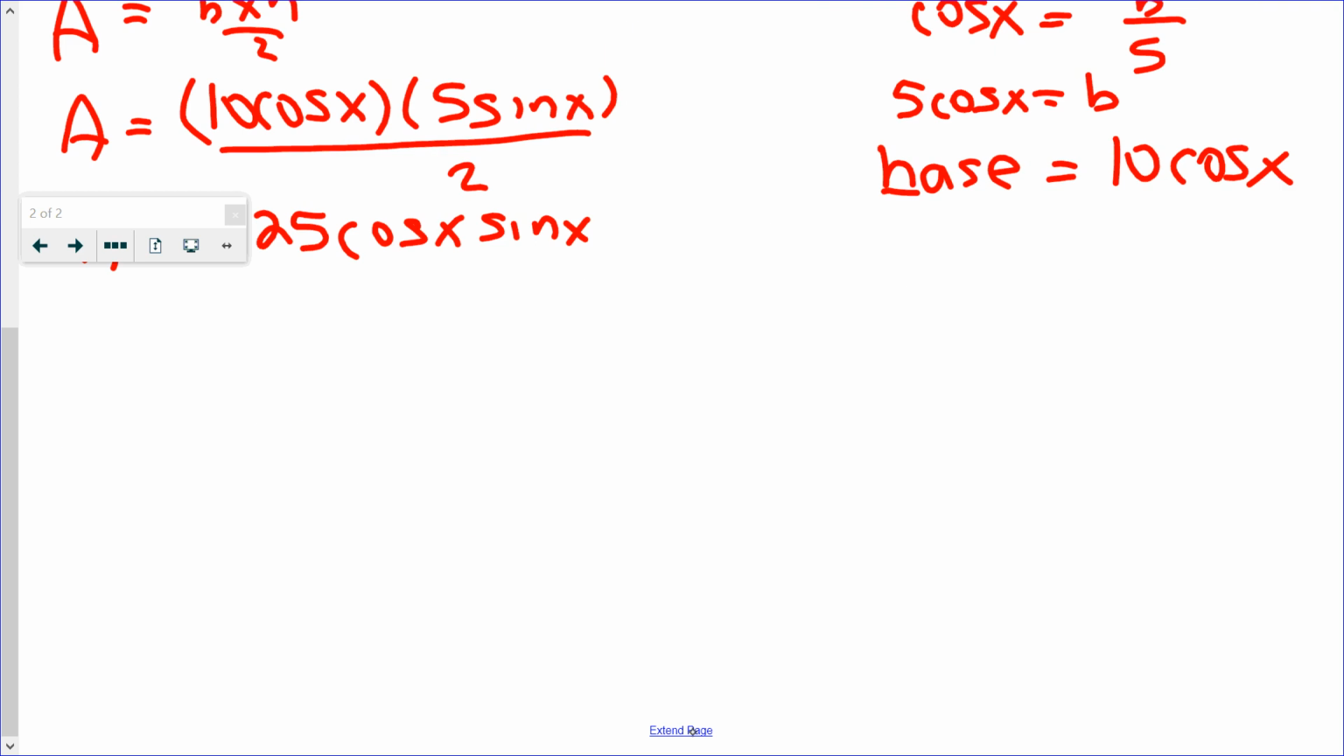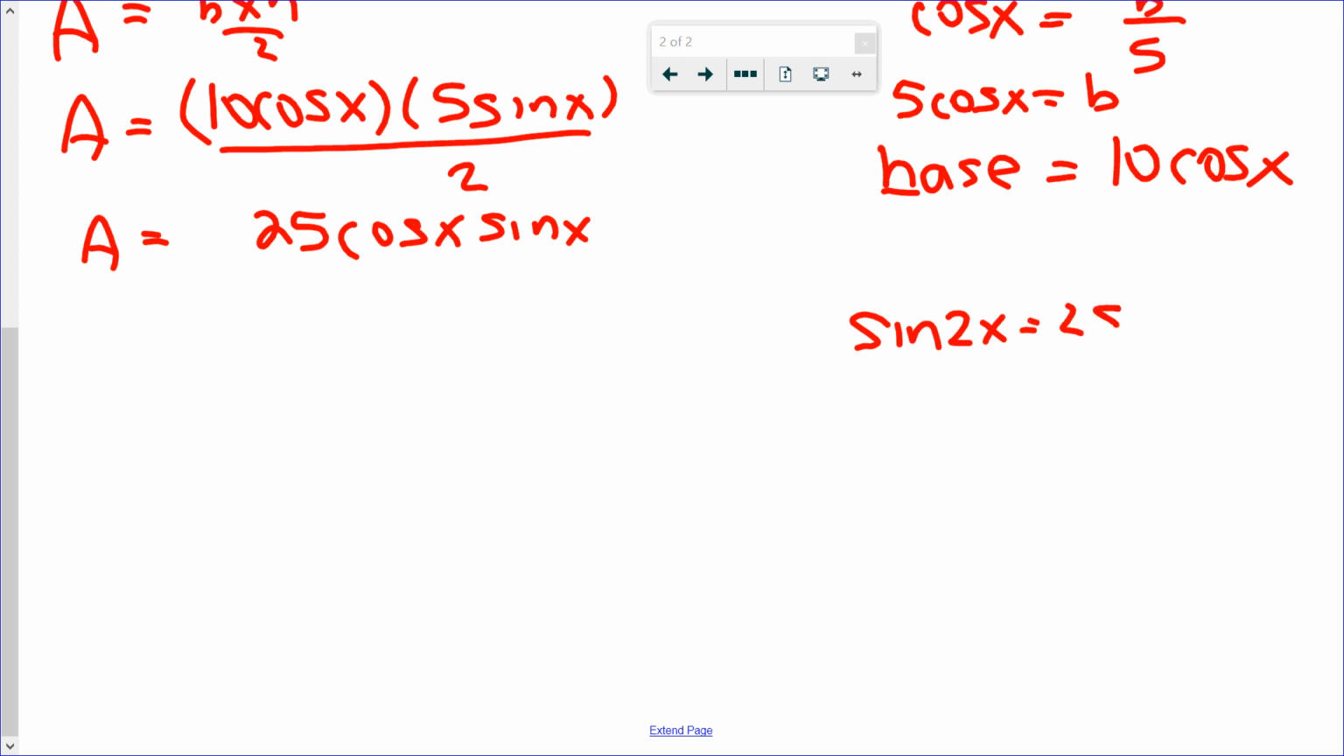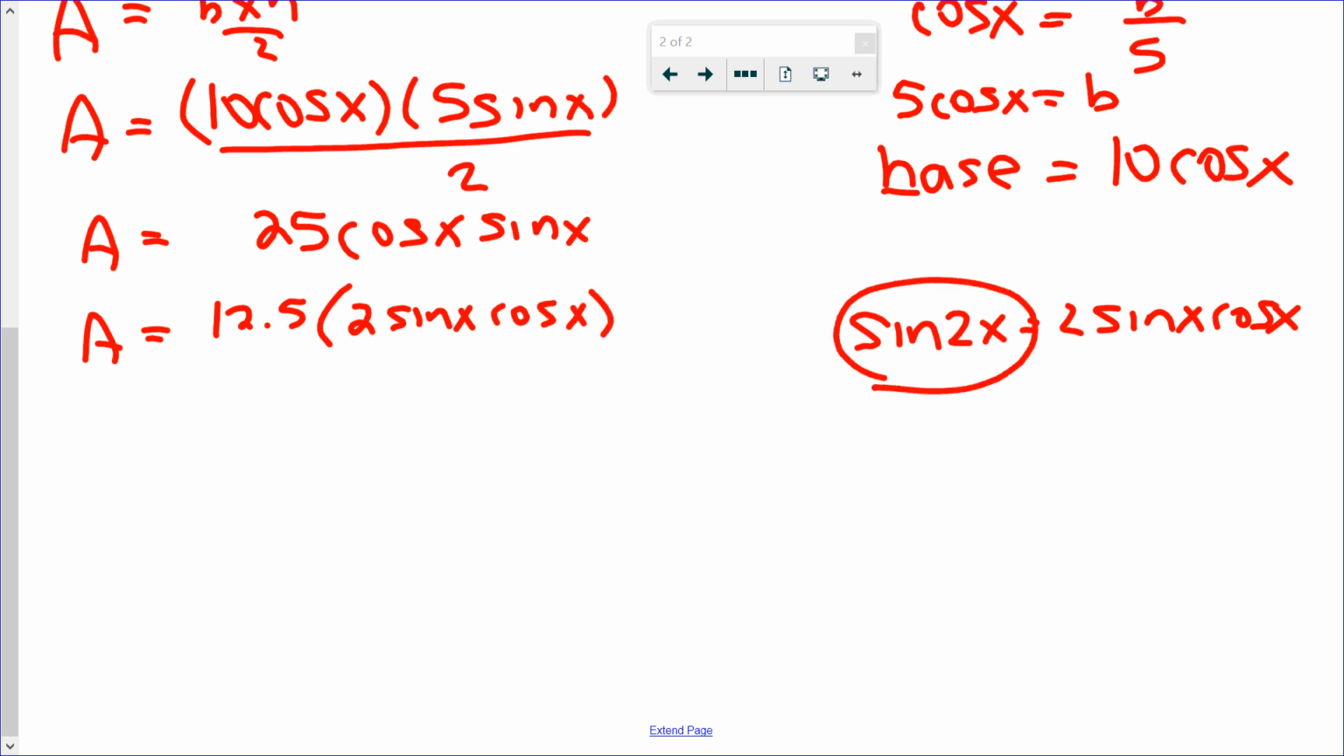Okay, so now I'm ready to do the derivative. Now remember what I said to you, if you can make your function simpler, you make your derivative simpler. So you could do the derivative here using product rule, but I'm going to borrow from my trig identities. I know that sine of 2x is equal to 2 sine x cos x. So I'm going to rewrite this area as 12.5 times 2 sine x cos x. And then I can just use my double angle identity. So the area is going to be 12.5 times sine of 2x.